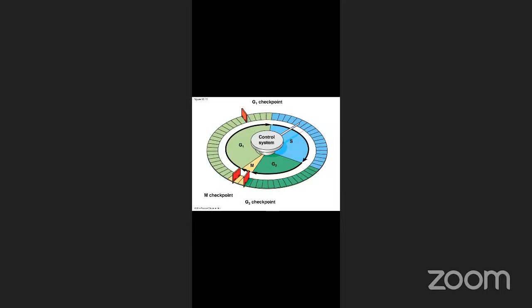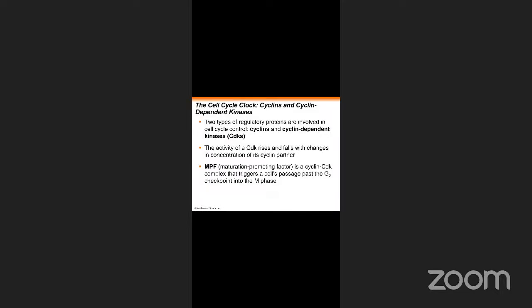So this is how the checkpoints look. Okay. So you have G1, S, G2, M phase. Here you have one checkpoint at G1, after G2 you have one more checkpoint, and after M phase you have one more checkpoint. The cell cycle clock includes cyclins and cyclin dependent kinases, as I already explained. But again, I will just brief you.